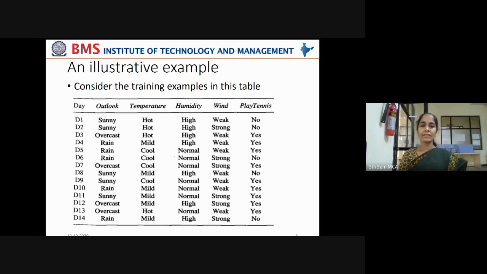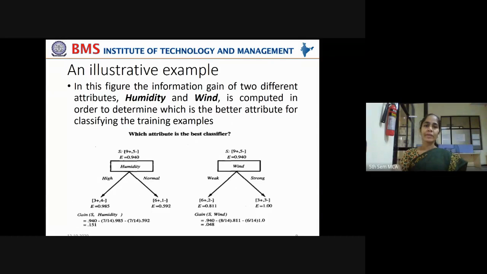Okay, now let us take the same example and see further how the tree is constructed. In this figure, the information gain of 2 different attributes, humidity and wind, is computed in order to determine which is the better attribute for classifying the training examples. It is very clearly represented in this figure. Total number of training examples you have is 9 and 5, total 14. Of them, 9 are positive and 5 are negative.